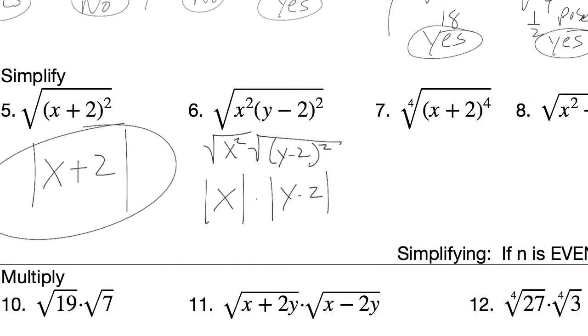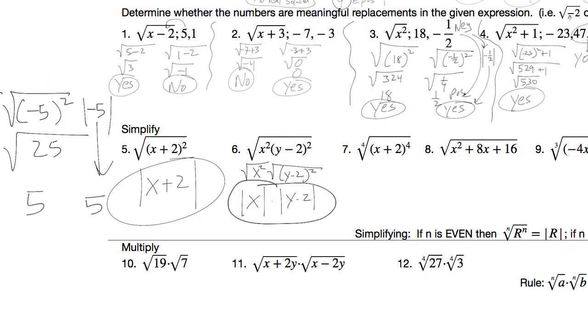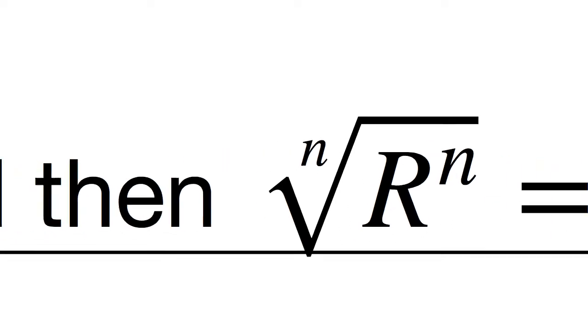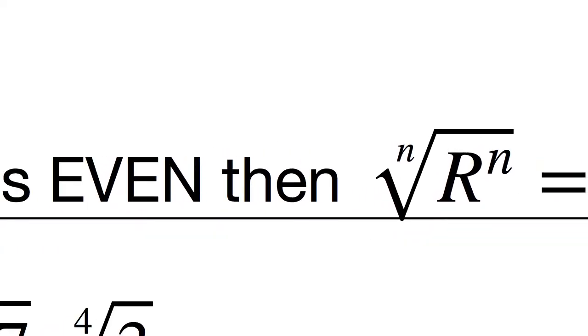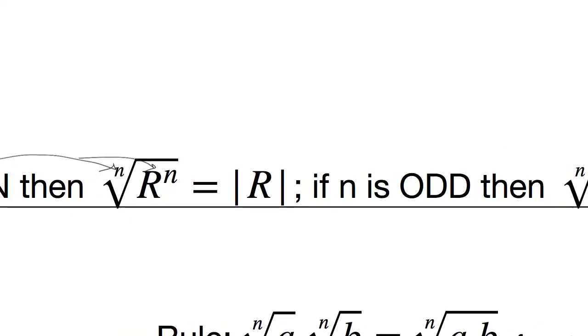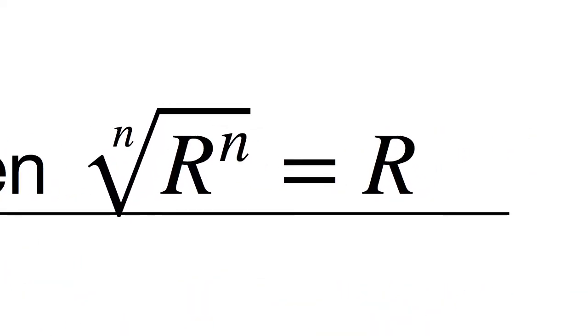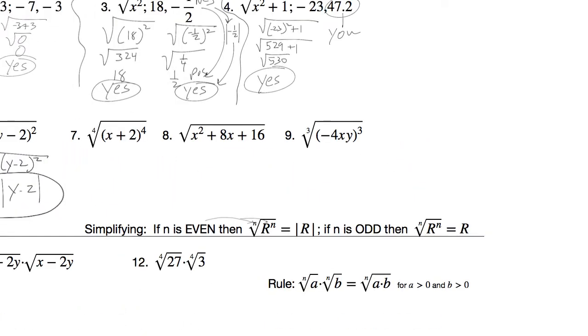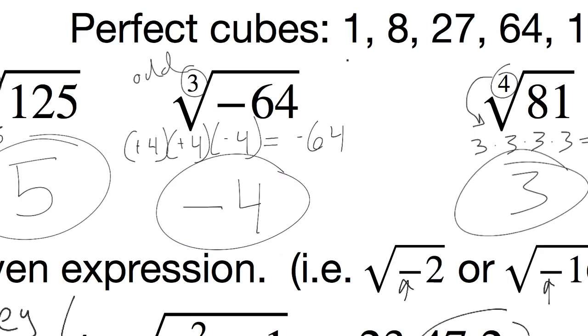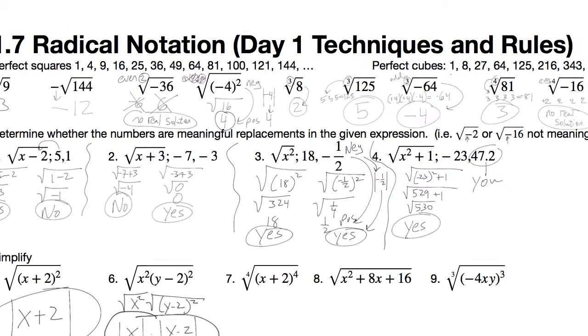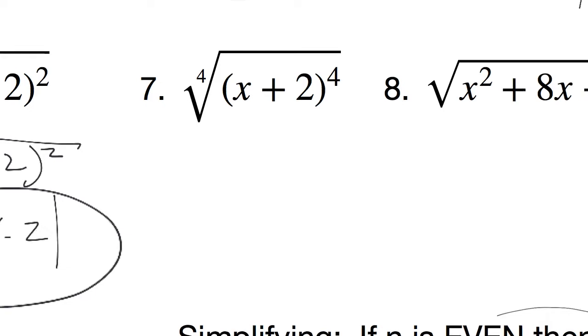In fact, this pattern holds for all roots where the index n is even. If n is even, then that'll work. You'll have the absolute value. If n is odd, then actually no absolute value is required at all. Very much like when we had -64, you simplified it down and you still preserve the negative symbol. So here, 4 is even.